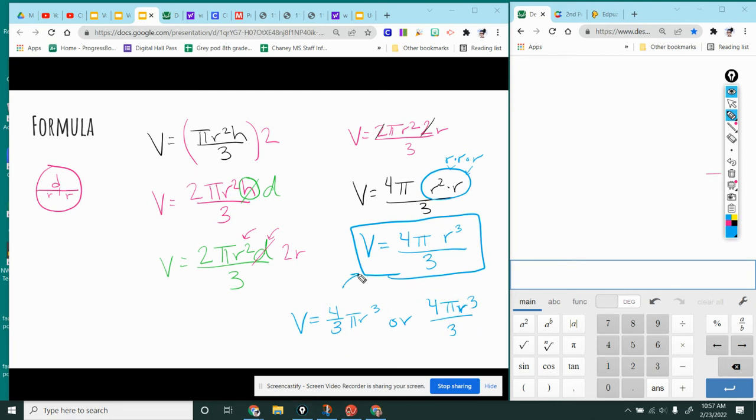My preference is writing it with one fraction rather than writing 4/3 as a separate fraction. I personally like to write my full numerator all over 3 as a denominator. So this is the way I like to write the formula.